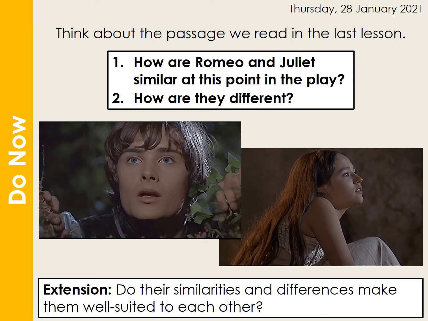So your do now task for today is to think about the passage we read in the last lesson where they declared their love for each other but not to each other yet. So number 1 asks, how are Romeo and Juliet similar at this point in the play, and how are they different? So do their similarities and differences make them well suited to each other? Do we think that opposites attract? Or better yet, are they good for each other, opposites?